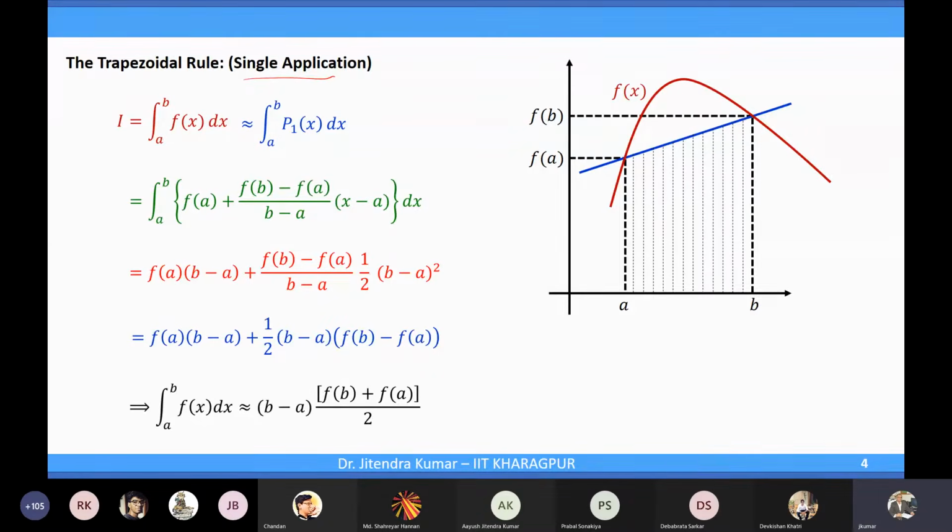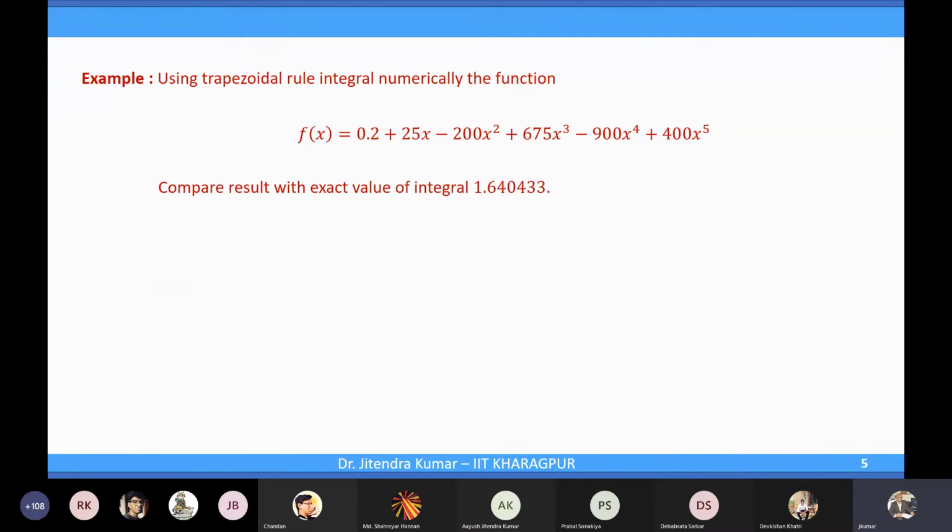So this is why I have written a single application, that I have applied in this range a to b only once. That means I have taken only these 2 points, the end points, and then approximated by this straight line, and then the area of this trapezoid I'm calling an approximation of the actual integral, and this approximation is given by this (f(a) plus f(b)) by 2 into (b minus a). For instance, we have this example here, the trapezoidal rule.